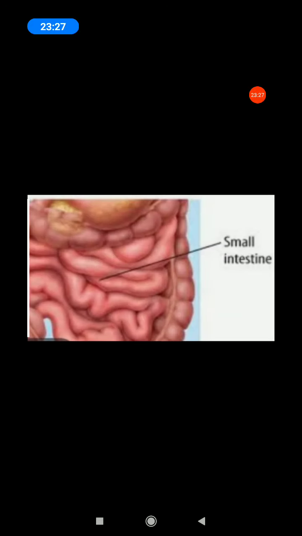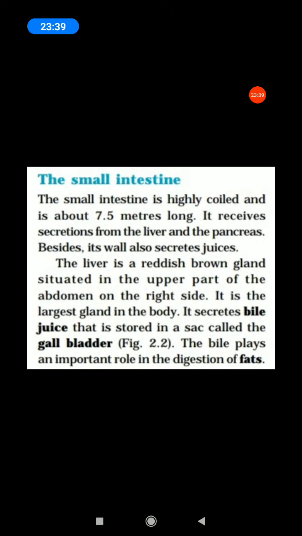Next, the small intestine. This is the small intestine, part of the human digestive system. The small intestine is highly coiled and is about 7.5 meters long. It receives secretions from the liver and the pancreas. Besides, its wall also secretes juices.